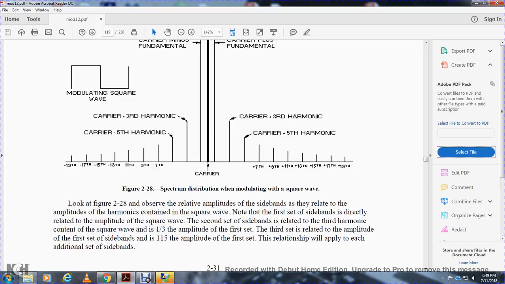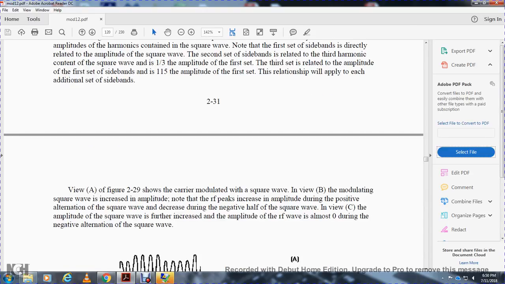Alright, look at figure 228. Observe the relative amplitude of the sidebands that relate to the amplitude of the harmonics contained in the square wave. Note the first set of sidebands is directly related to the amplitude of the square wave. The second set of sidebands relates to the third harmonic content of the square wave, with 1/3 of the amplitude of the first set. The third set relates with 1/5 of the amplitude of the first set. This relationship will apply to each of the additional sets of sidebands.